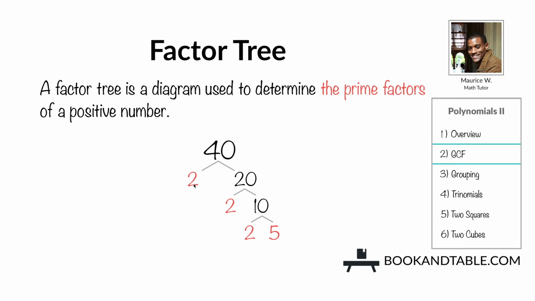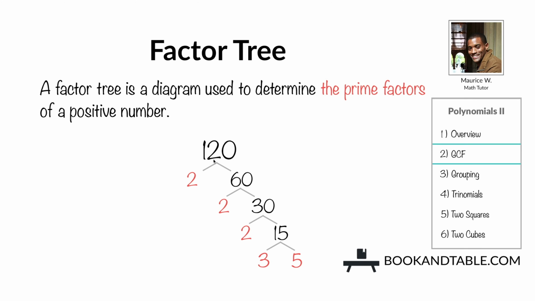And you'll notice that you'll be able to multiply the prime factors to get the original number. 2 times 2 is 4. 4 times 2 is 8. 8 times 5 is 40. Let's say we had a different number, 120. Let's take a look at the factor tree for this number.